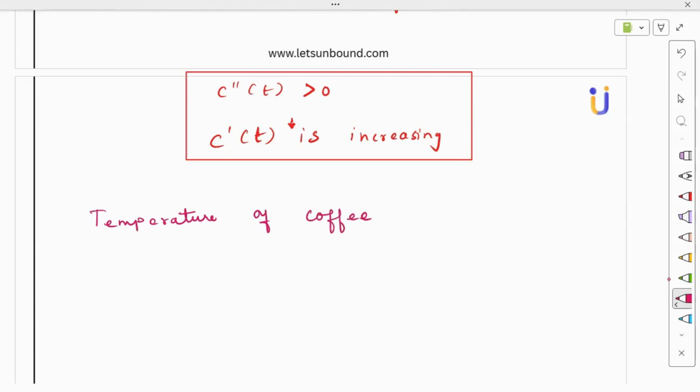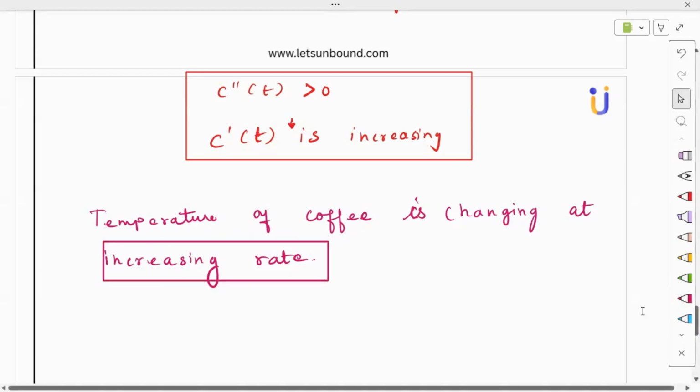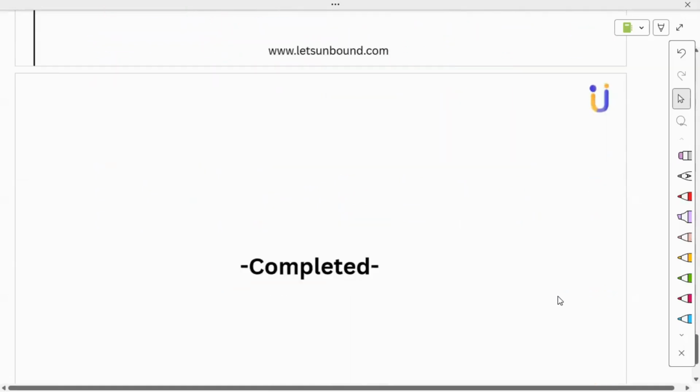Of course, we know it's getting reduced. It is changing at what rate? At an increasing rate. The rate of change of temperature change is increasing. So don't confuse that. Temperature is of course decreasing. They clearly state it's a decreasing function. But the rate, how it is changing, is at an increasing rate because of this, right? And this is all about the first FRQ from the AP Calculus AB 2024 paper.